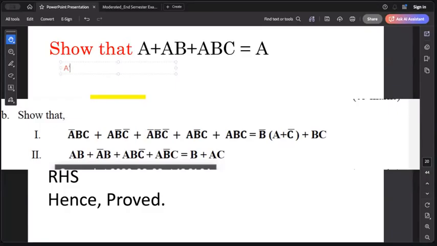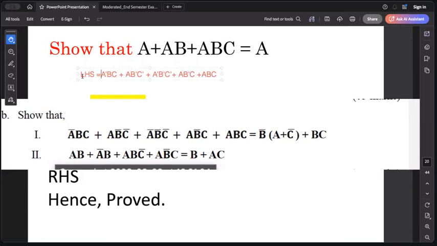So it begins like A bar B C plus A B bar C bar plus A bar B bar C bar plus A B bar C plus ABC, right? So this is the equation I have on the LHS side. So this is going to be my LHS.